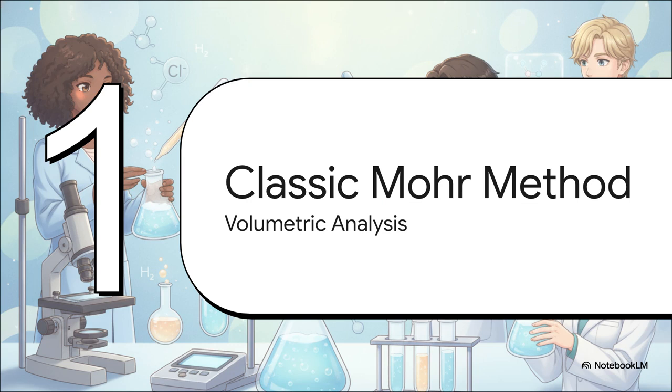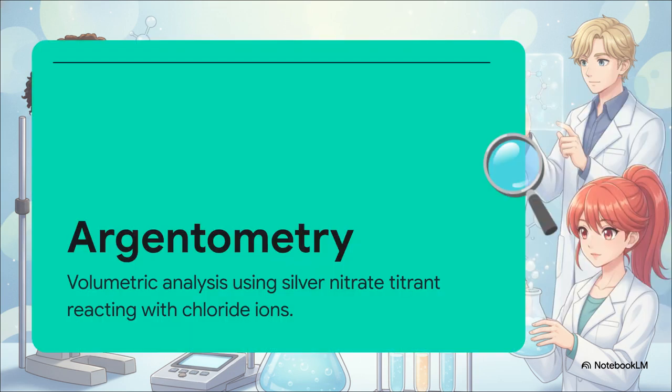Section 2. Classic titration, the Mohr method. So the Mohr method is a specific type of argentometry. And honestly, the best way to think of argentometry is like a really strict chemical race. It's a volumetric analysis technique where we introduce a standard solution of silver nitrate into our sample. Now, silver ions absolutely love chloride ions. When they meet, they immediately react to form silver chloride, which instantly falls out of the solution as a solid white precipitate. The rule of the race is simple.